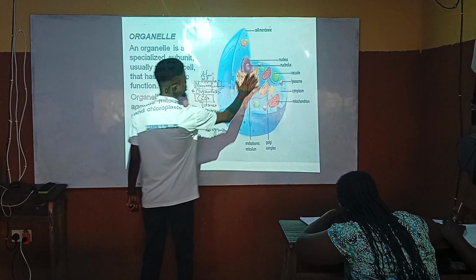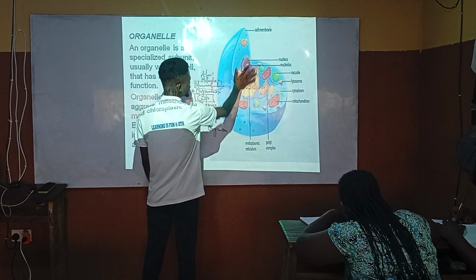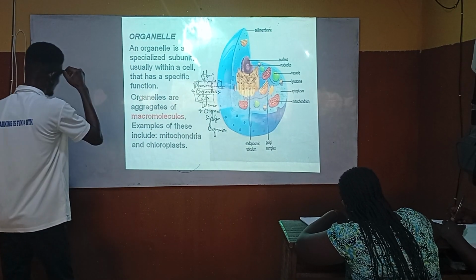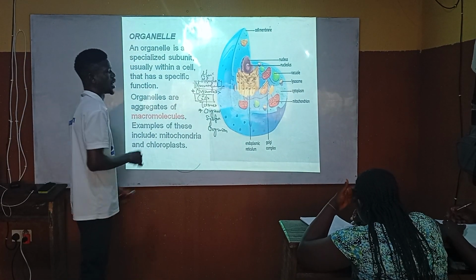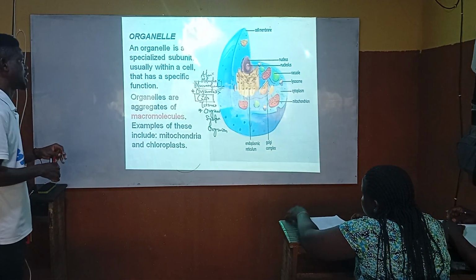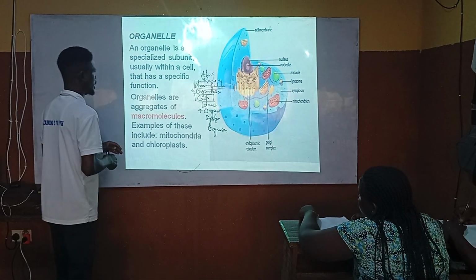So look at all these things you can see here. They are organelles. Nucleus, nucleolus, vacuole, lysosome, cytoplasm. They are what? They are organelles. Are we clear about that?